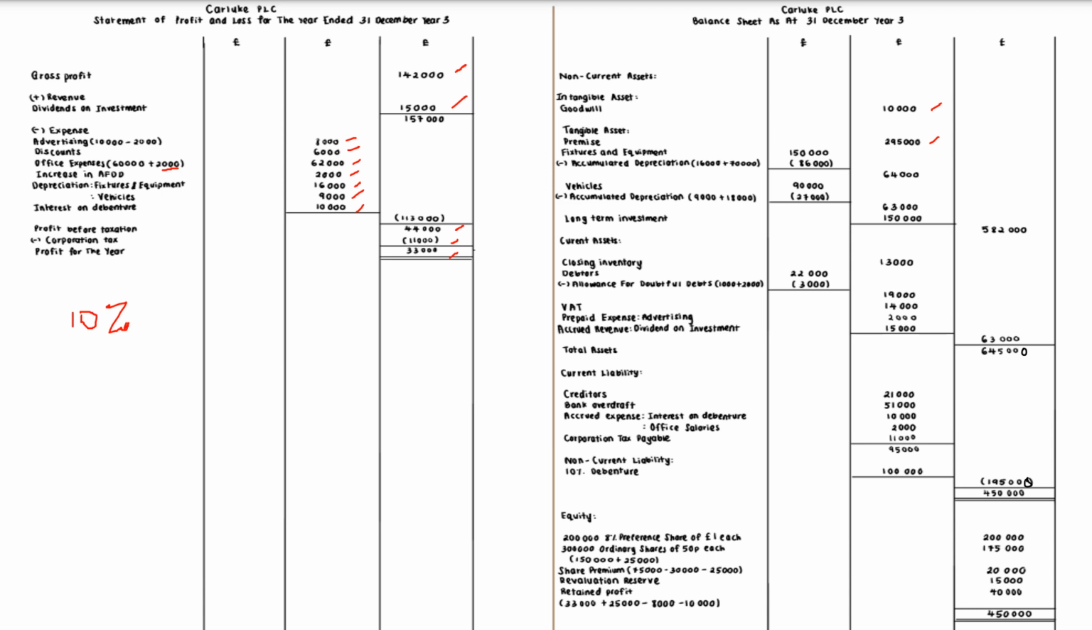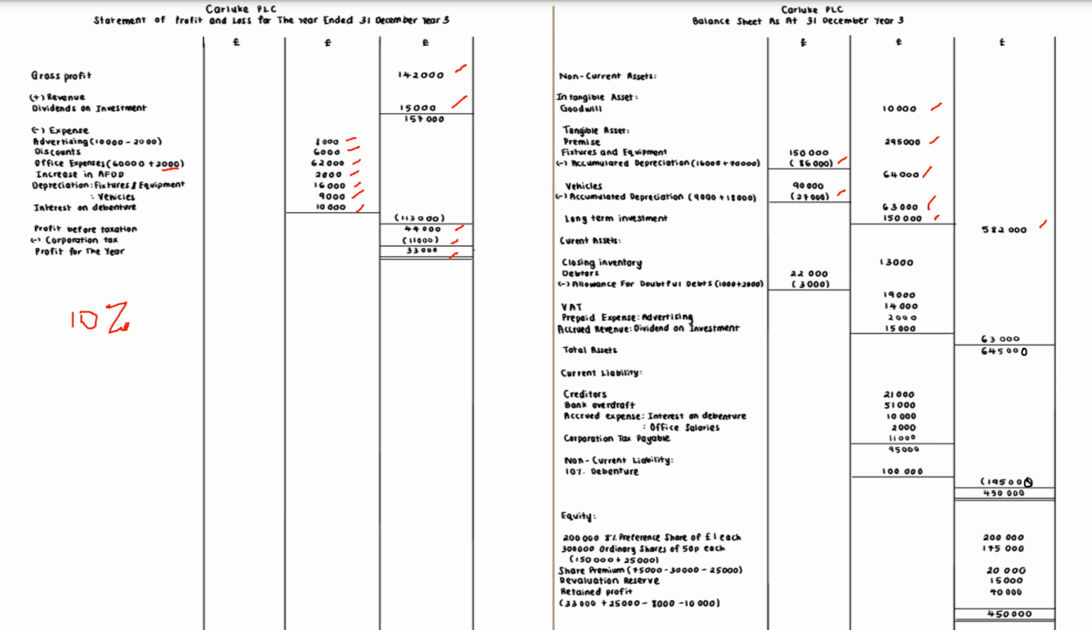Make sure to add on the new depreciation for the year, 16 and 9,000, to the accumulated depreciation from previous year. So you'll get the 86,000 for fixtures and equipment and 27,000 for vehicles. So minus that out, you get your net book value here. Okay, and then your long-term investment is your non-current asset. You add up, you get 582,000.